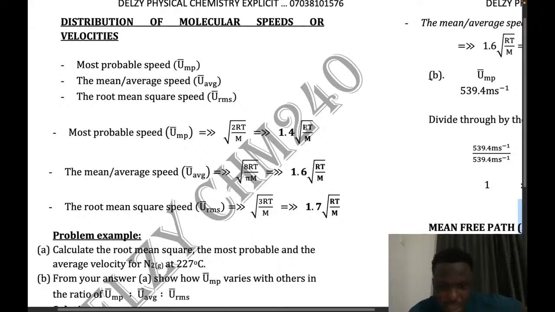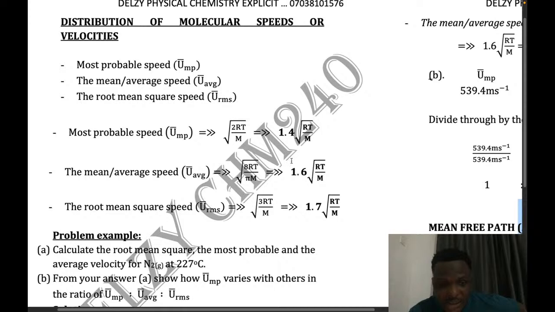Temperature, R is a constant, and M is the molar mass. They will not give you the molar mass, but they will only tell you the gas in question. Oxygen in the question is a gas, so the molar mass of oxygen is 32. How did we get 32? Oxygen has an atomic mass of 16. As a molecule, oxygen is always written as O subscript 2. So 16 times 2 is 32. But bear this in mind, that this molar mass must always be in kilograms.